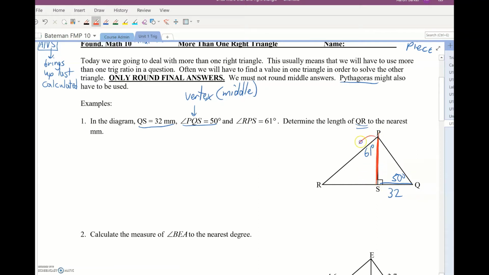Then we will find PS, or use PS and 61 to find RS. Then we will add them together. So let's get started. For the small triangle, label your HOA. So H, O, and A. So we're dealing with O and A, we'd use tan. So tan 50 degrees equals opposite side, which is PS, over 32. So we get 32 times tan 50 degrees equals PS.